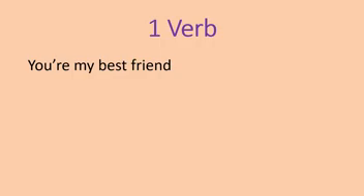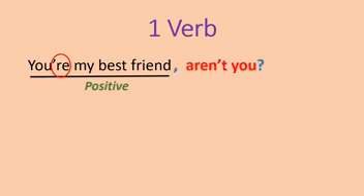Now if there is one verb in a statement, what do we do? You are my best friend. This statement is positive, and you're is the short form of you are. So are is your only verb in the statement and we have to change this one into a negative question tag, right? Because the statement is positive, so the tag needs to be negative. And what is the negative form of are? Are not or aren't. So we put a comma first and then the question tag. You are my best friend, aren't you? Aren't you is your negative question tag with the positive statement.